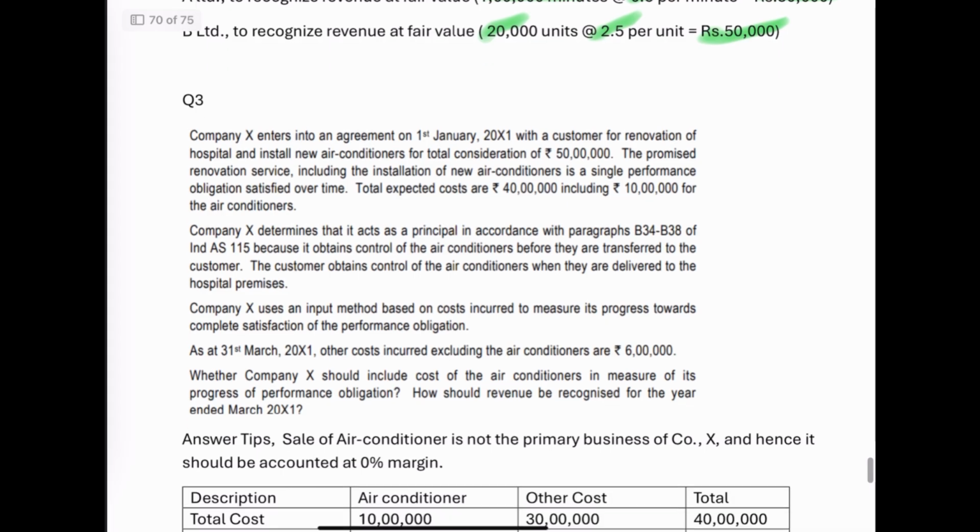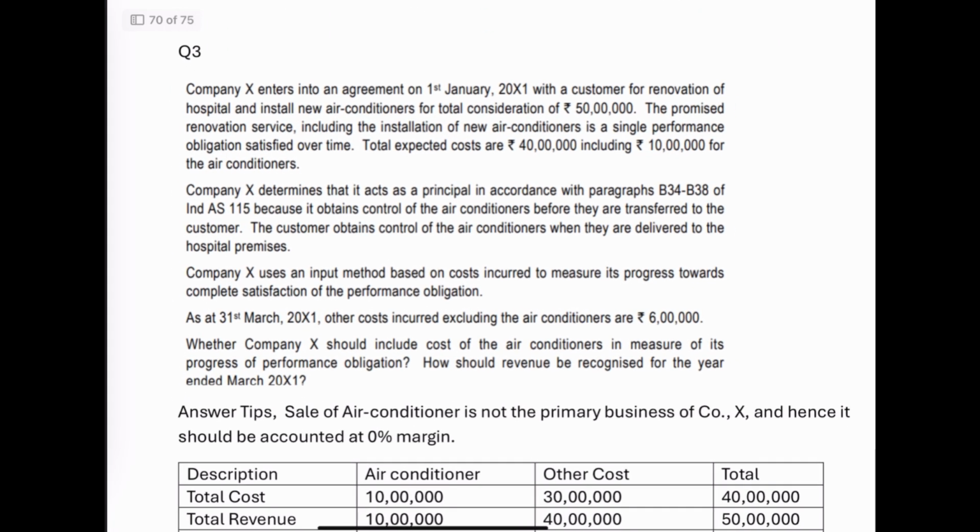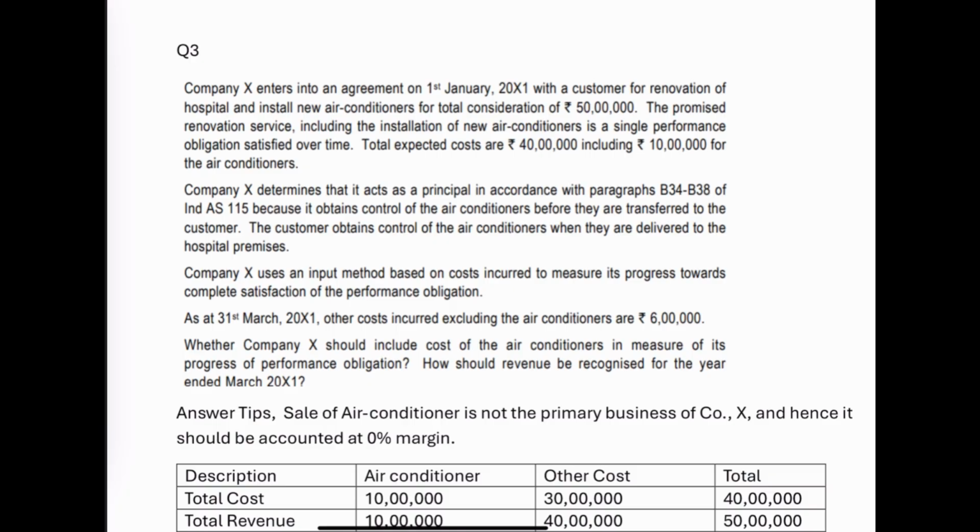Okay, then let's go through the next example. Here company X enters into an agreement on 1st Jan 2021 with a customer for renovation of a hospital and installation of a new air conditioner, for a total consideration of 50 lakh rupees. The promised renovation service including the installation of a new air conditioner is a single performance obligation satisfied over time. The total cost is 40 lakh rupees including 10 lakh for the air conditioner.